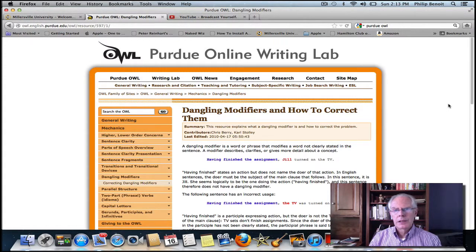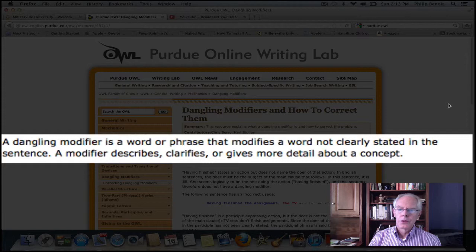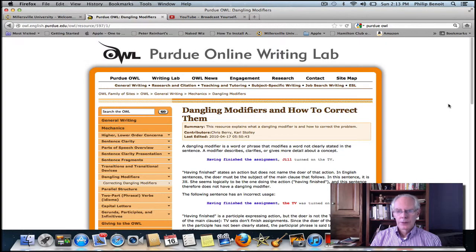So we'll start on the top with a definition here. Just below that little box, it says a dangling modifier is a word or phrase that modifies a word not clearly stated in the sentence. Okay, that means that the sentence doesn't contain any reference to what the modifier is describing, and that's confusing. Now, a modifier, on the other hand, it says, describes, clarifies, or gives more detail about a concept. So when you misplace a modifier or you have a dangling modifier, you're missing the reference for that modifier.